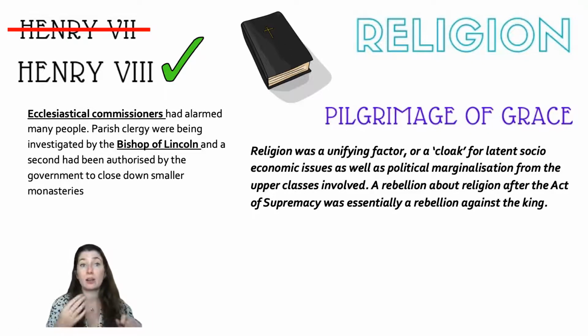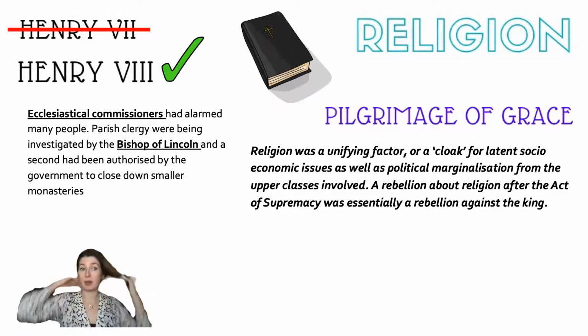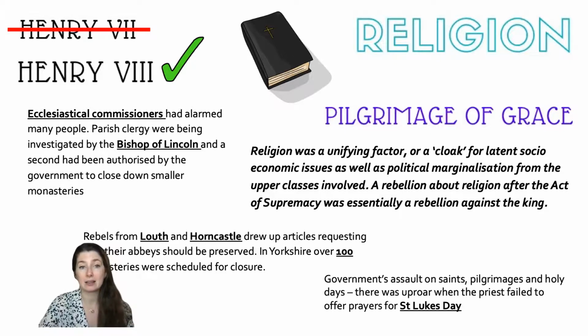Ecclesiastical commissioners had alarmed many people. Parish clergy were being investigated by the Bishop of Lincoln, and a second commission had been authorized by the government to close down smaller monasteries. So this is really the idea that people were fearful of the rumors that were spreading about the closure of monasteries. And we've got the role of the Bishop of Lincoln as a specific character in that. Then we've got the fact that rebels from Louth and Horncastle drew up articles requesting that their abbeys were preserved.